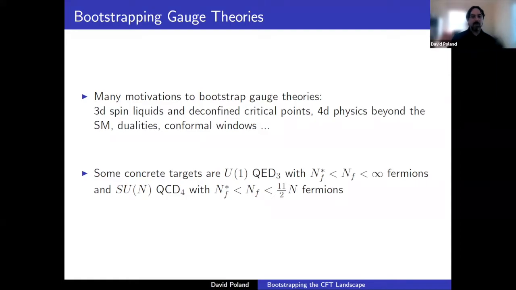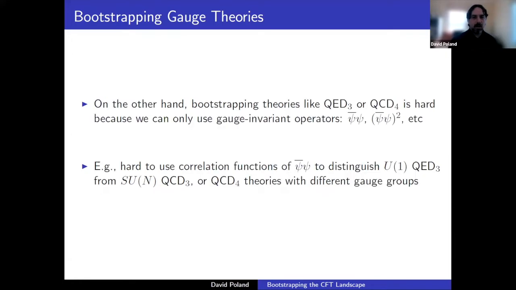And so studying that conformal window is interesting for QED3. Of course, another interesting target is 4-dimensional QCD and its conformal window, which the Bootstrap hasn't yet been able to say very much about. On the other hand, bootstrapping these kinds of gauge theories coupled to matter is challenging because you can only really use gauge invariant operators like fermion bilinears, 4 fermion operators, and so on. So it's challenging to distinguish different gauge theories from each other because you don't have very direct access to the gauge group.